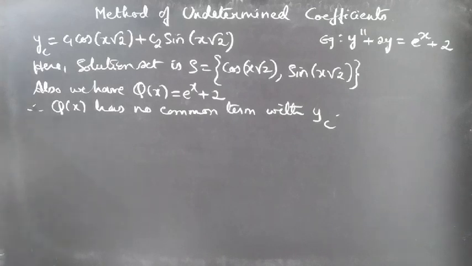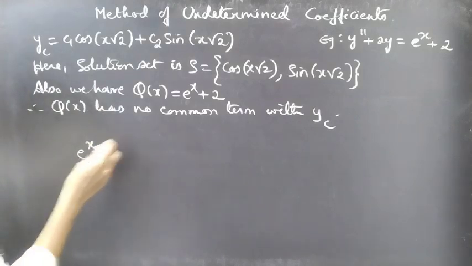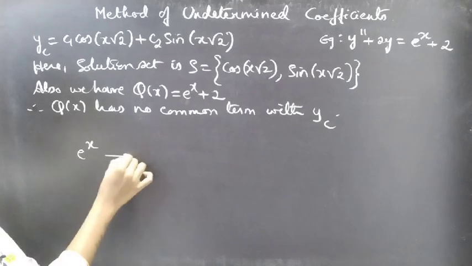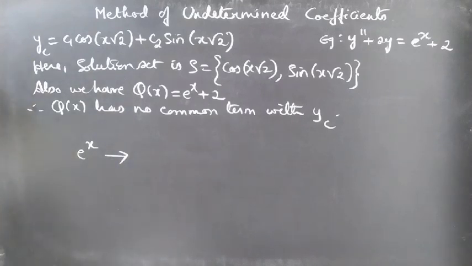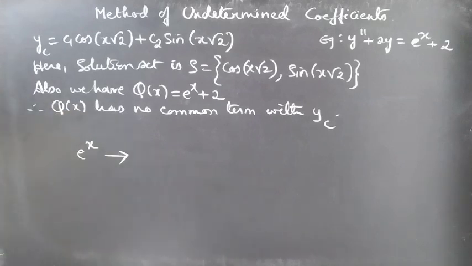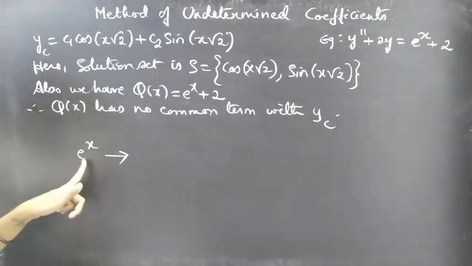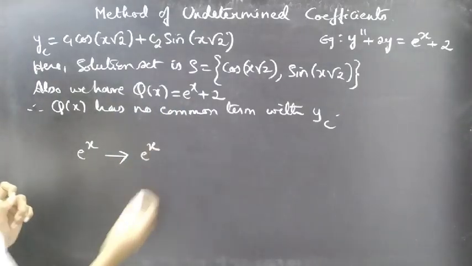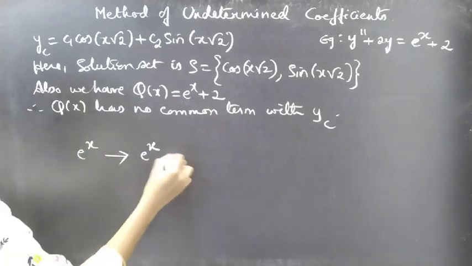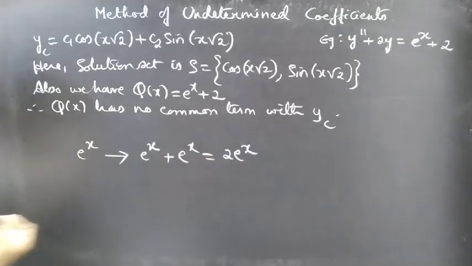Now we need to choose a yp. So for that, we have Q of x. One term of Q of x is e power x. yp should involve Q of x and its linearly independent derivatives. So in order to find Q of x and its derivatives, I'm picking one term from Q of x, e power x. So yp contains e power x plus its derivative. Its derivative will be again e power x.